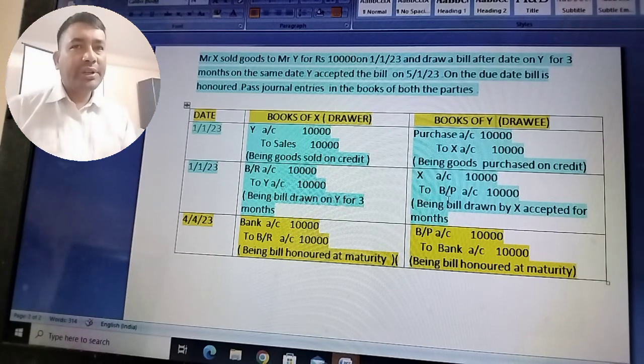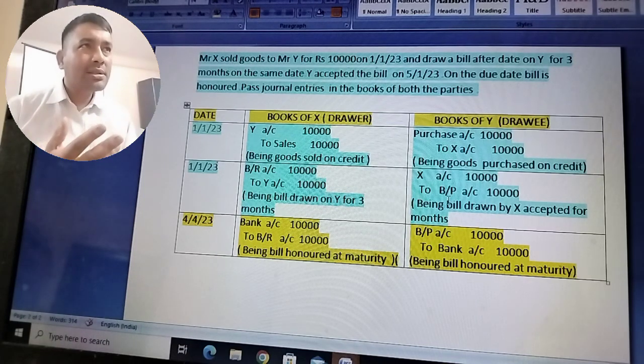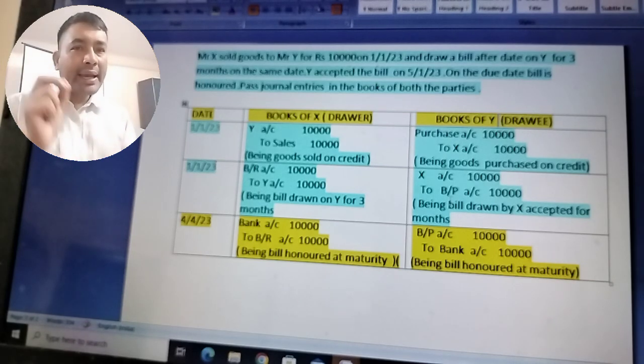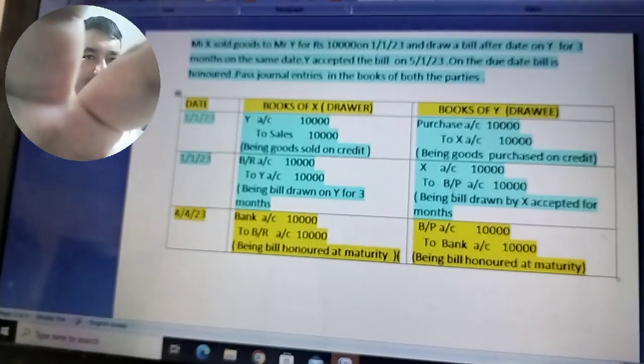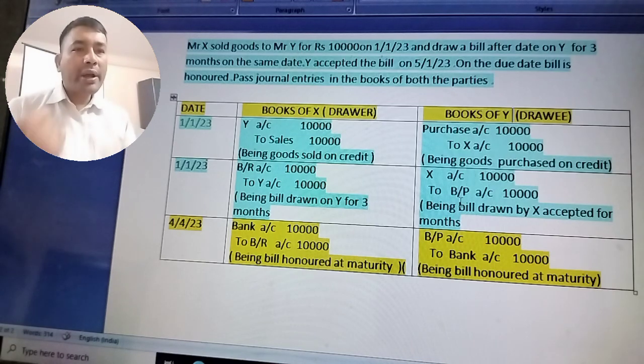See, on 1/1/23, X is selling goods to Y. So when goods are sold on credit, what will be the entry in the books of X? The entry will be debtors or customers to sales. Debtors to sales. That is a credit transaction. Who is the debtor? The person to whom goods are sold. Here the debtor is Y. So the first entry will be Y account debit to sales account, because the entry for credit sales is debtors account debit to sales. Instead of debtor, you have to write the name of Y. So Y account debit to sales account, being goods sold on credit.